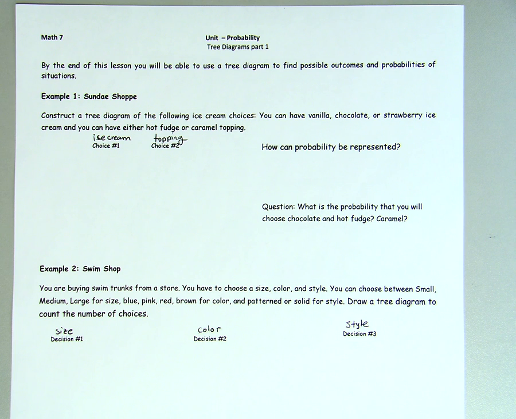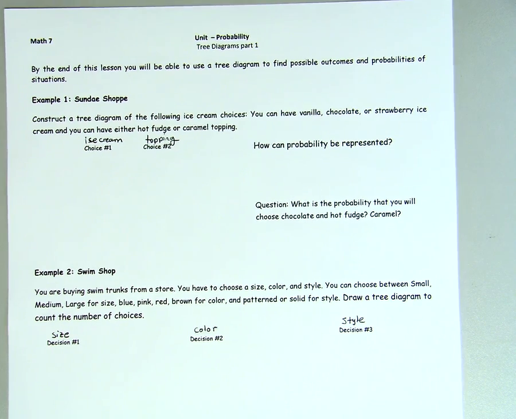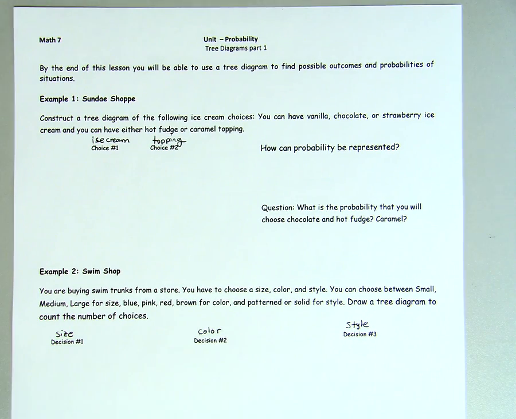Alright, so today's lesson is on tree diagrams. There's actually going to be two parts to it. By the end of the lesson, you're going to use a tree diagram to find the possible outcomes and probabilities of the situations. I'm also going to link it to using a number sentence as well, so you can see how they go together.